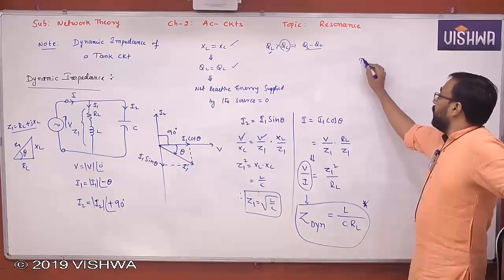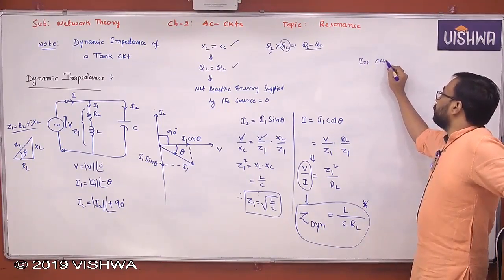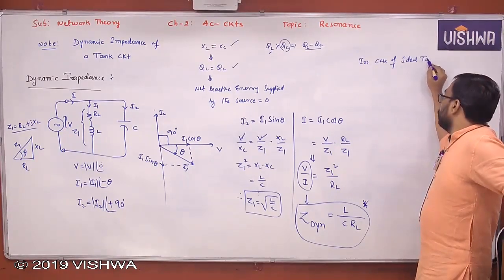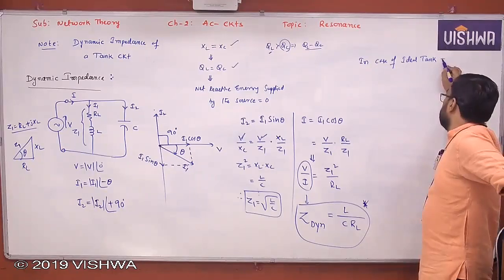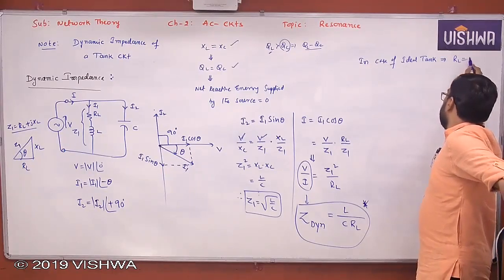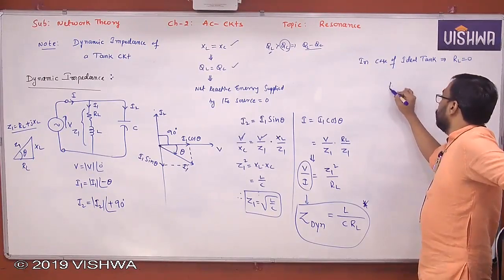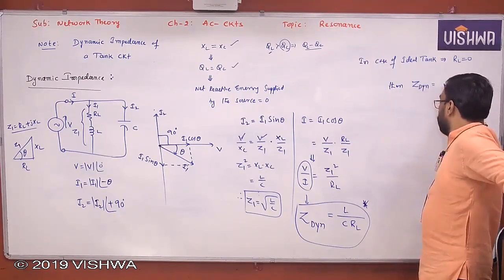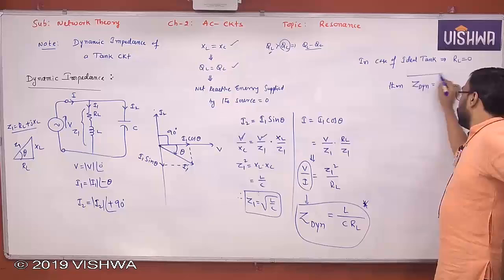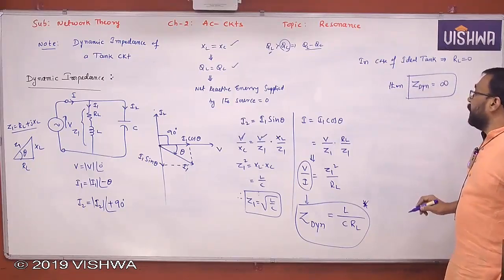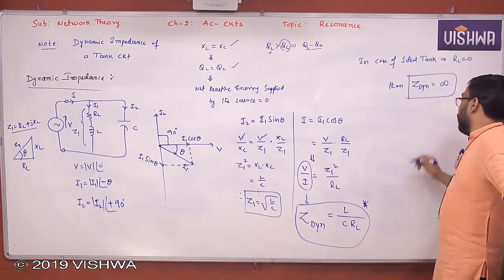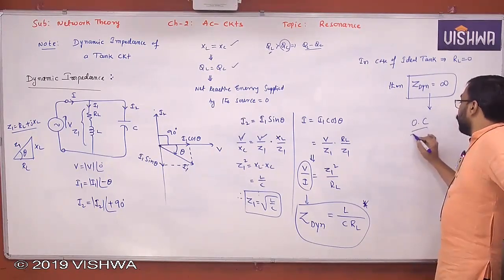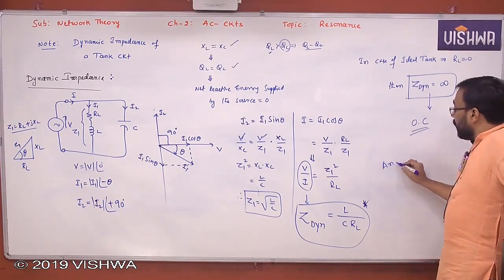Okay, in case of an ideal tank, that means RL is equal to 0, then Z dynamic will become what? Infinity. Dynamic impedance of an ideal tank circuit is infinity. It means that it is acting like what? Open circuit.